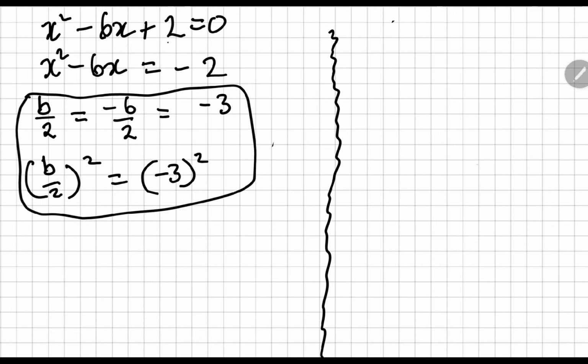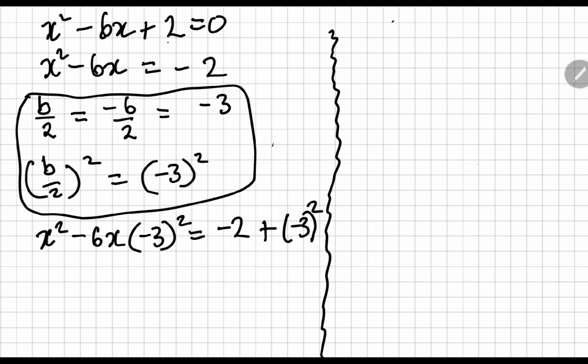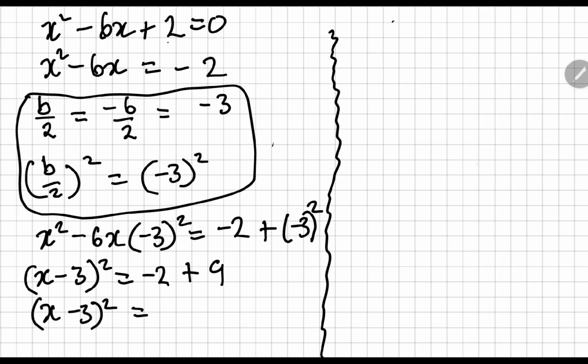Then I can continue with my sum now. x squared minus 6x plus negative 3 squared is equal to negative 2 plus negative 3 squared. Left hand side is now a perfect square, can factorize that easily. x minus 3 squared is now equal to negative 2 plus 9. x minus 3 squared is now equal to 7.